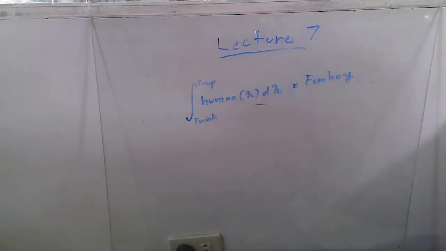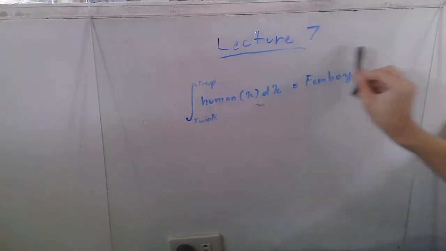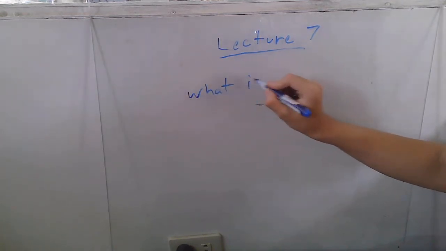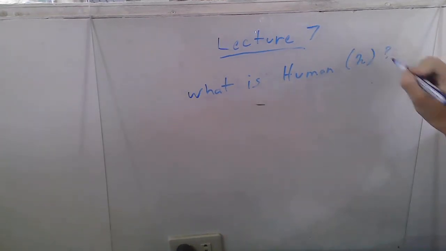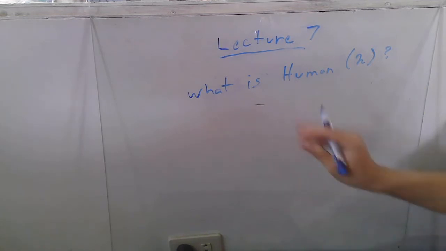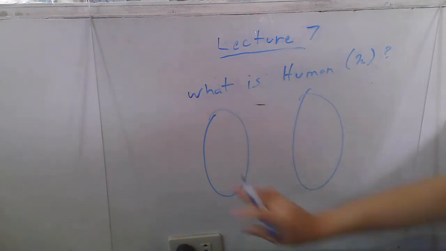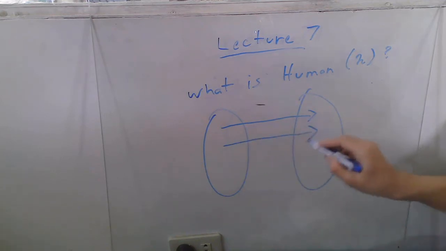Okay. So to begin this lesson, first I need to give you guys a healthy intuition on what exactly the human function is. And that's what I'm going to do for now. What is the human function? What is human of h? Well, the human function is much like a function. What functions do is, between two sets, two groups of things, a function assigns one thing to another thing from this set to that set.